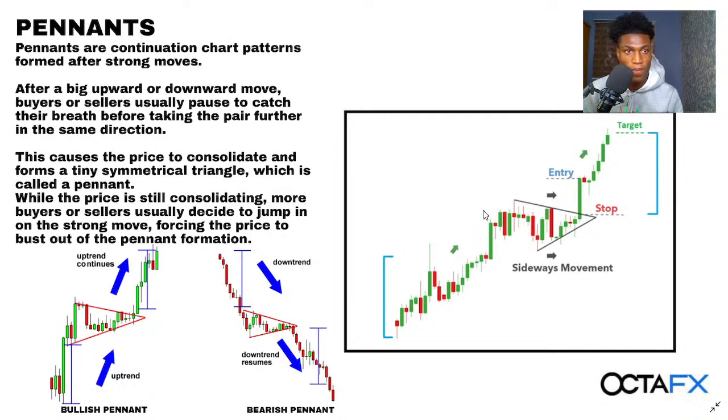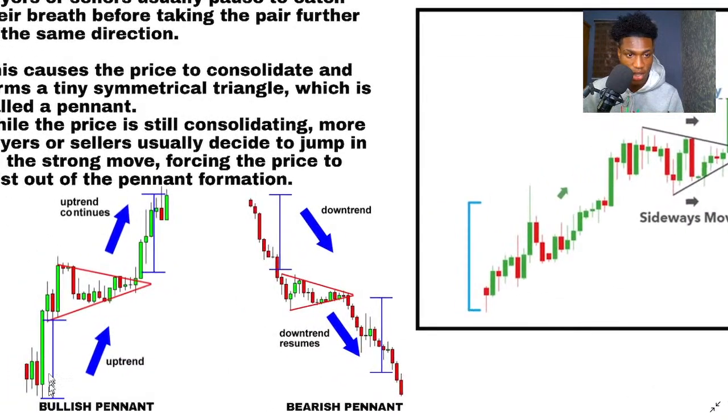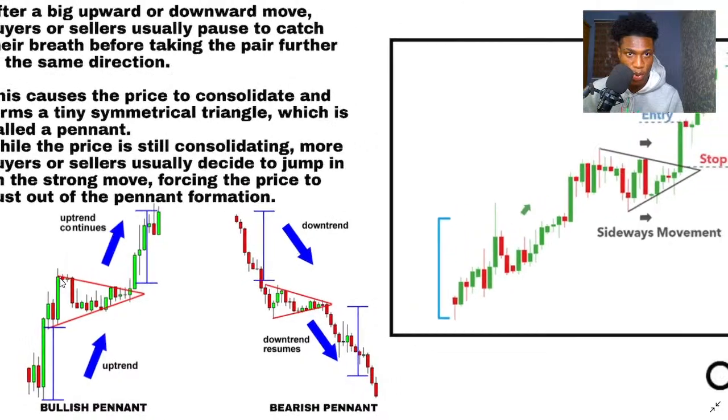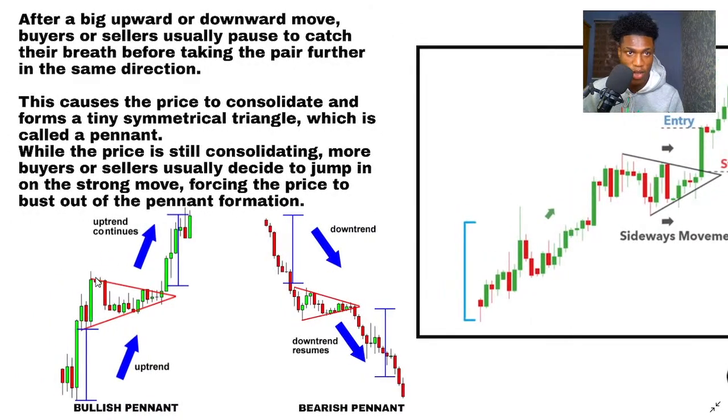Now, pennants are continuation chart patterns that are being formed after a strong move. It could be a bullish pennant or a bearish pennant, but if you notice, it's being formed after this strong bullish trend, right? Or this strong bearish trend. So you can see that there are less sellers here, which indicates a strong bullish trend. And now price has decided to pause, like it says here, after a big upward or downward move. Buyers or sellers usually pause to catch their breath before taking the pair further in the same direction.